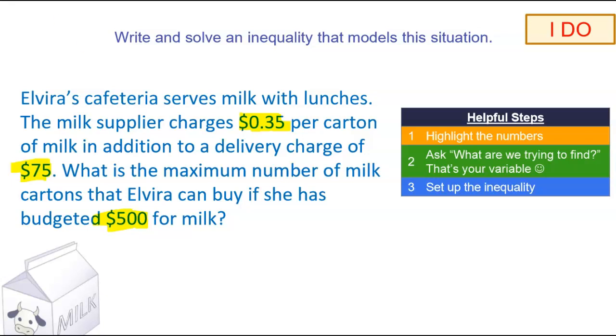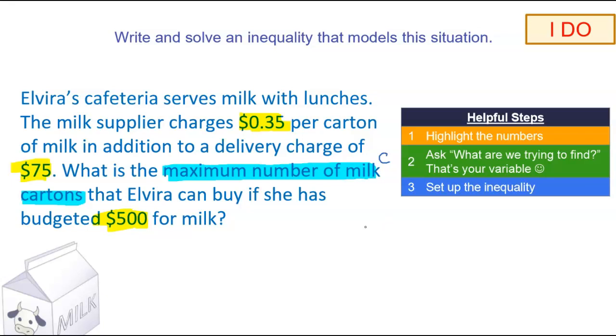And our next thing is we're going to ask, what are we trying to find? Let's look at the question again. What is the maximum number of milk cartons that Elvira can buy? So that sounds like what we're looking for. The maximum number of milk cartons. So that's our variable. We need to assign a variable there. Maybe let's call them C. C for milk cartons. So we just assigned a variable. And our last step is to set up the inequality and then solve it.